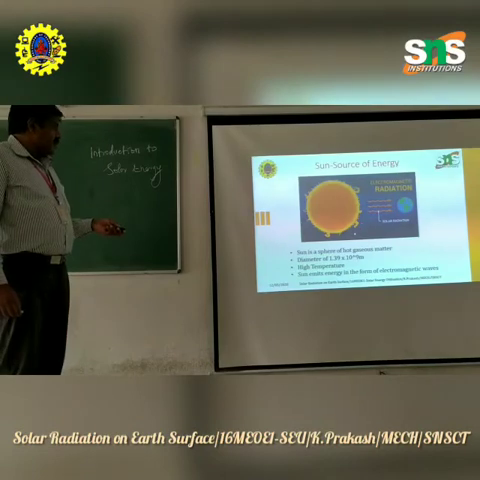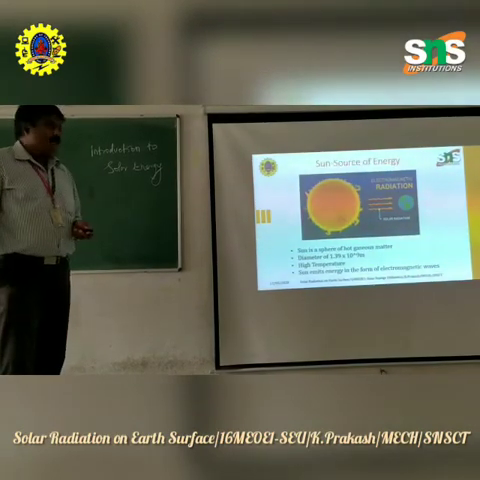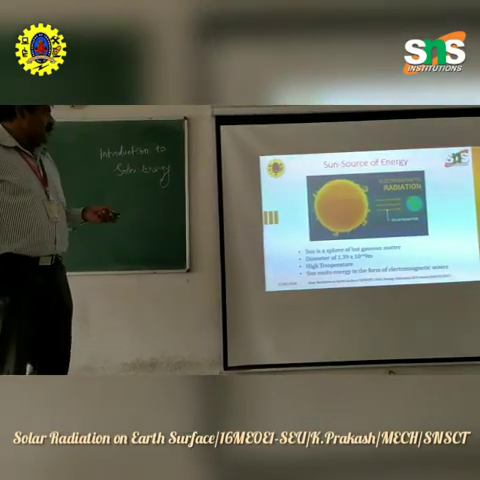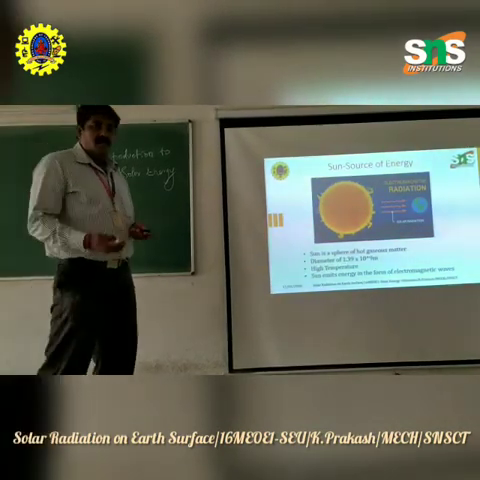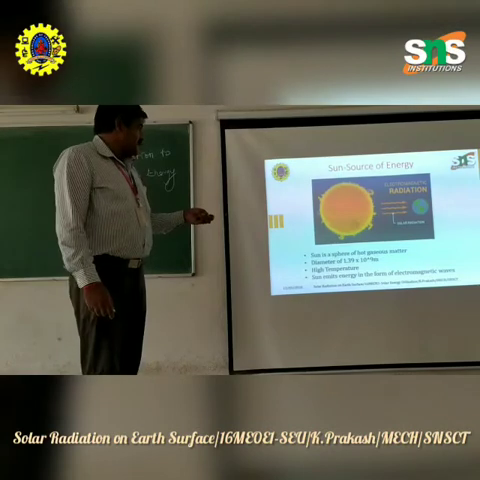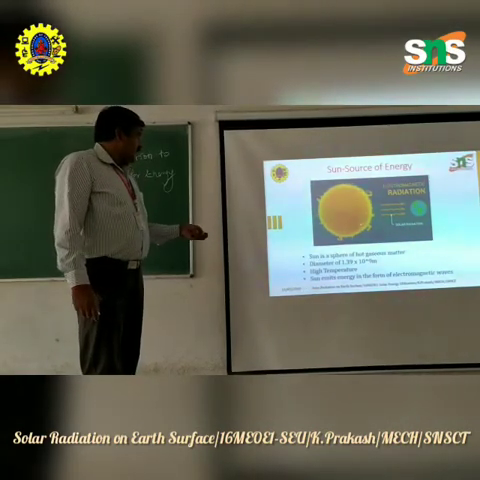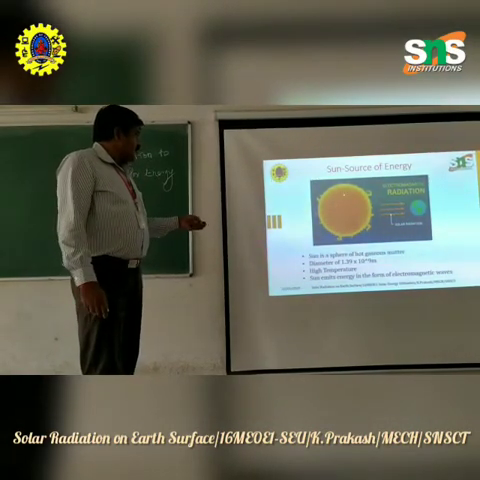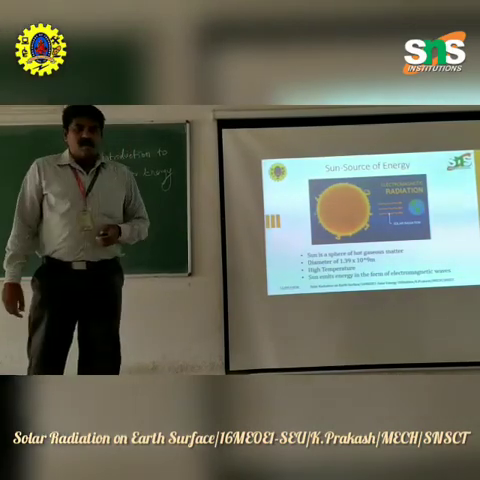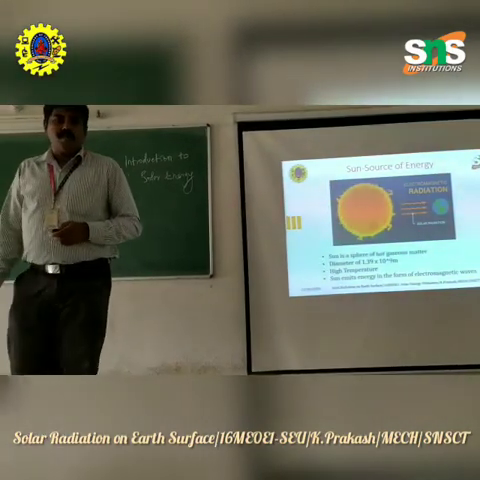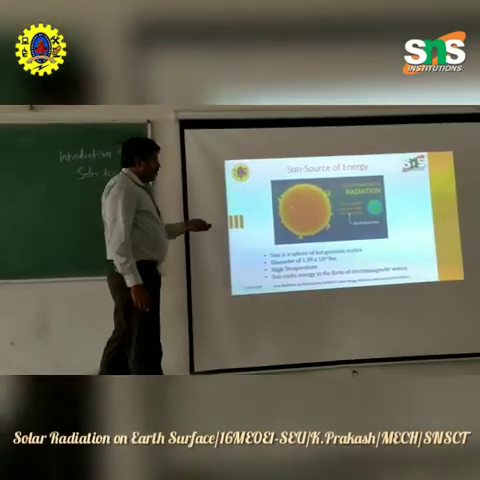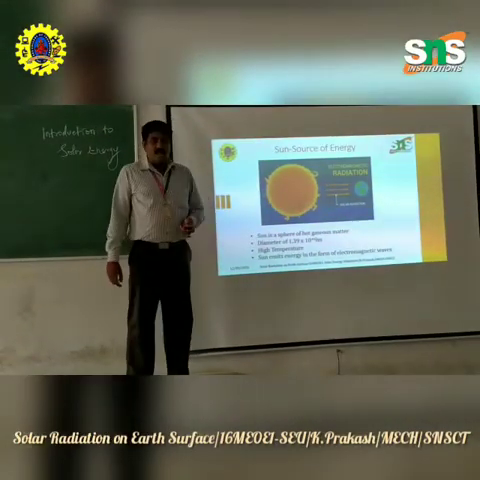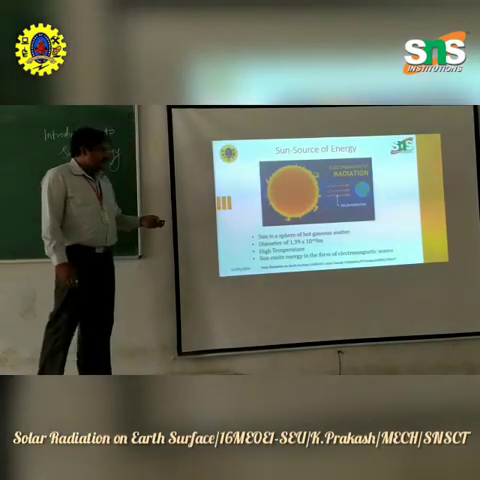The diameter of the sun is about 1.39 × 10^9 meters and the temperature is very high. We can't imagine the temperature there. See the temperature here, given in red as gaseous matter. The sun emits energy in the form of electromagnetic waves. The radiation from the sun comes to the earth in the form of electromagnetic waves.